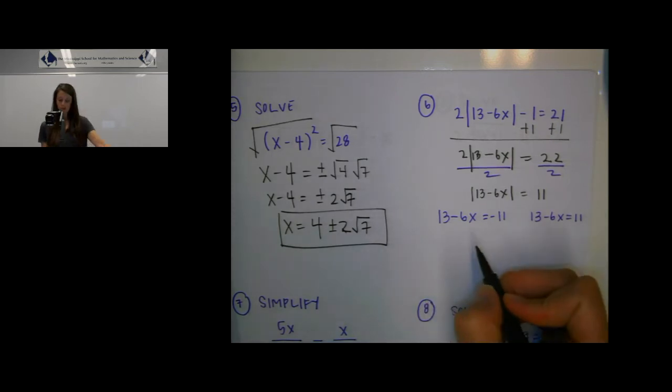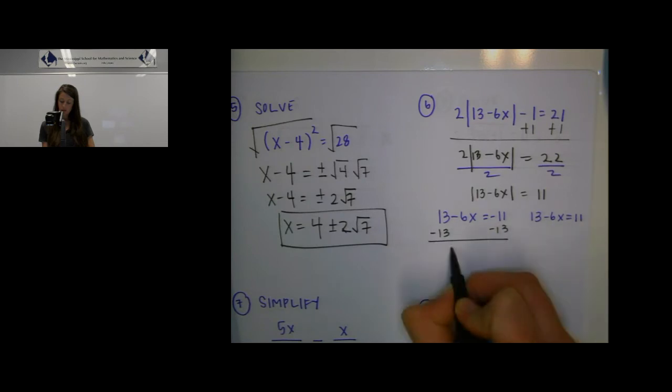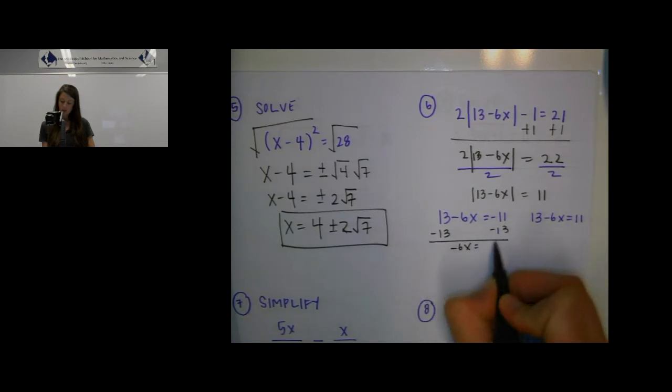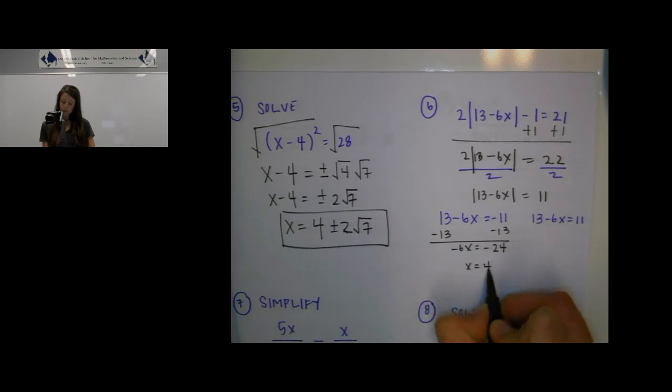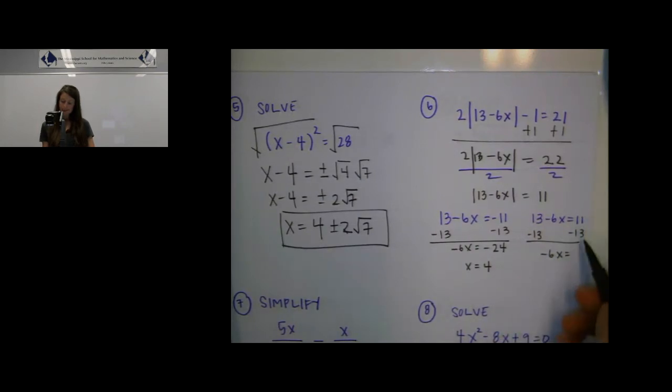So then you'll solve both of these equations. So you'll subtract 13 on both sides here. So we get negative 6x is going to be equal to negative 24. So x is going to be positive 4. Subtract your 13 here, so you'll get negative 6x is equal to negative 2. Divide both sides by negative 6, so x is going to be equal to 1/3.